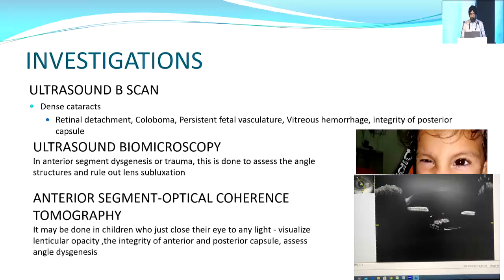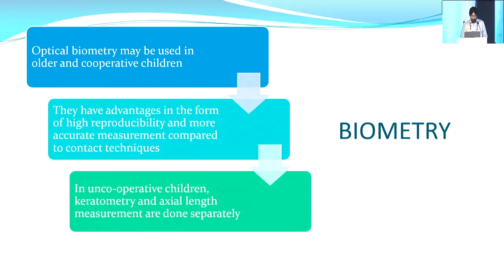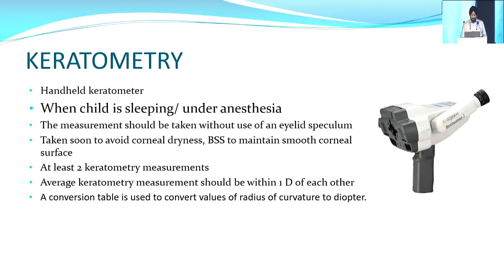So it just takes a moment to take the pictures, and if you see there is an opacification in the lens. So this is just an ancillary tool, not to be done every time, because if you do a slit lamp examination, probably you'll get everything. Optical biometry is the best in older children, but in younger children, probably you would do an A scan and a manual keratometry to get the desired IOL power, and accordingly have your target refraction.